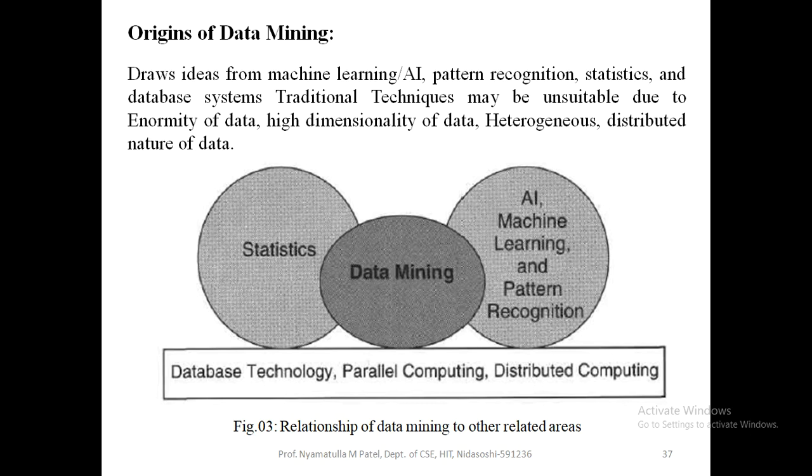So what type of data is being mined? Data is coming from artificial intelligence, machine learning, pattern recognition, statistics, database technology, parallel computing and distributed computing, all of which are generating a huge amount of complex data. You have to mine such data, which is high dimensional, heterogeneous and distributed in nature, so that you get appropriate results.